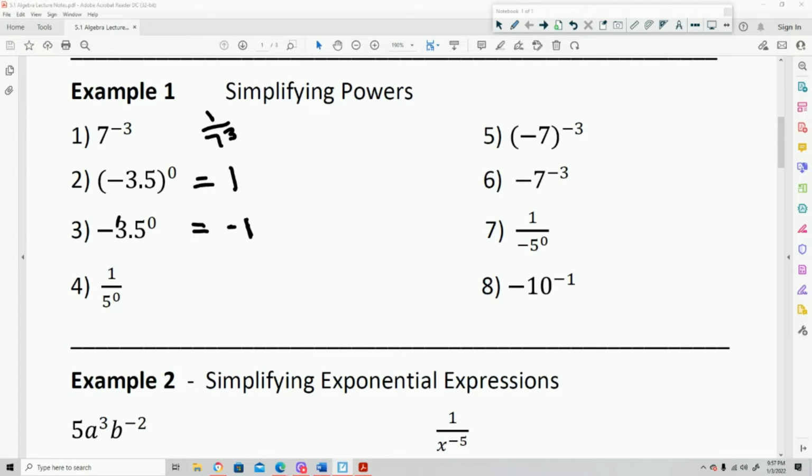Again, you're raising this to the 0 power. Again, sorry for the bad writing. And that equals 1. Then you tag the negative onto it, so it's negative 1.